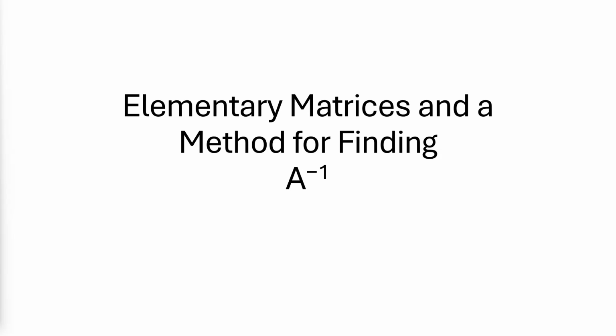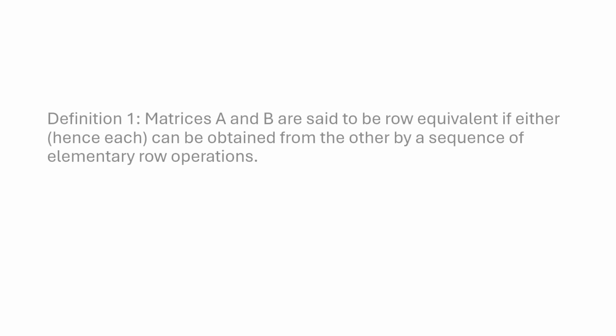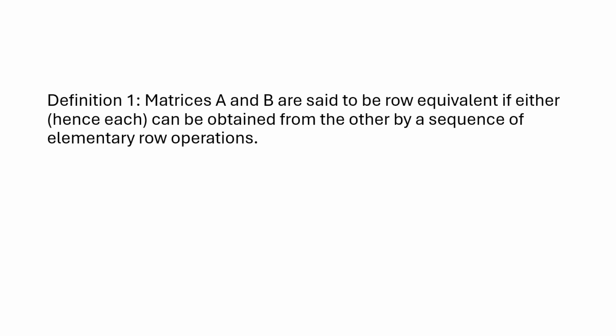It follows that if matrix B is obtained from A by performing a sequence of elementary row operations, then there is a second sequence of elementary row operations which, when applied to matrix B, recovers matrix A. Okay, so let's start our discussion with definition 1. Matrices A and B are said to be row equivalent if either, hence each, can be obtained from the other by a sequence of elementary row operations.